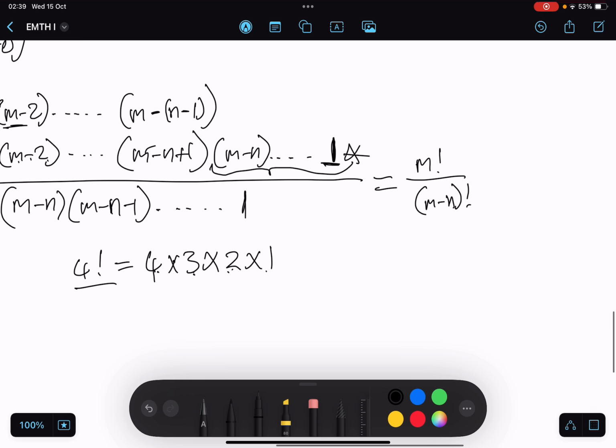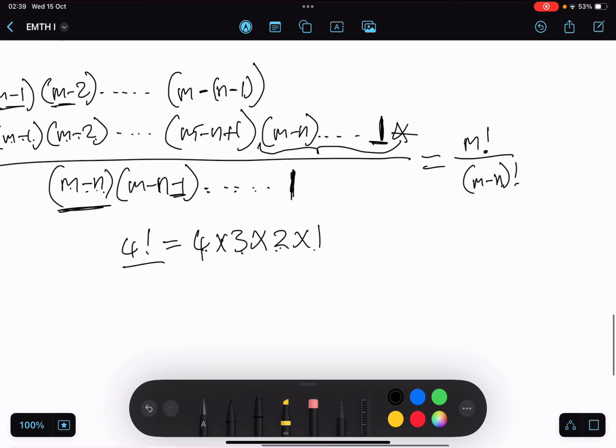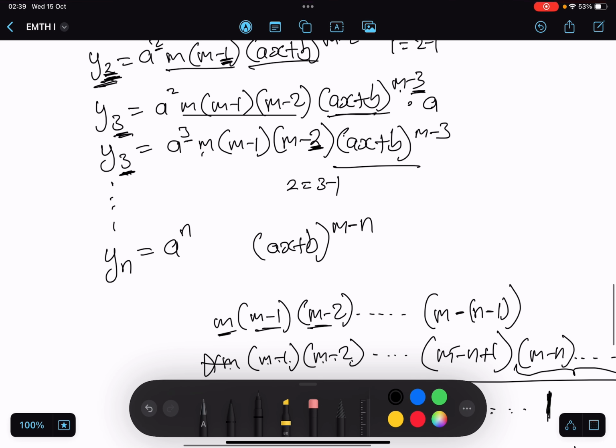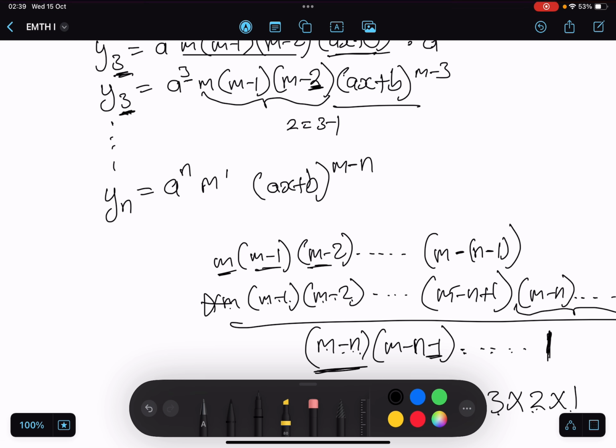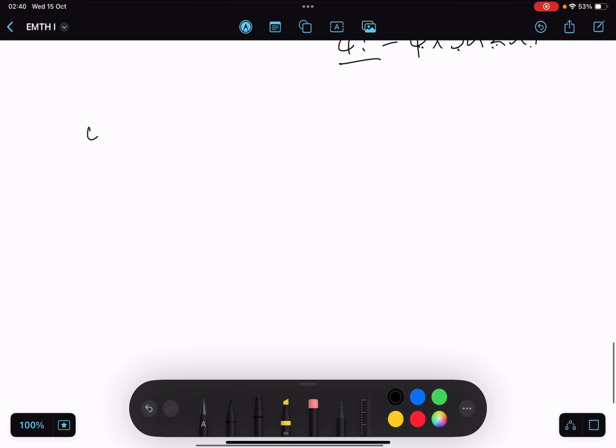So this is going to be m factorial. And then here we start with m minus n, and from m minus n, we minus 1, and we continue up until we get to 1, which is going to be m minus n factorial. So coming back to our polynomial, this part can be reduced to m factorial over m minus n factorial.